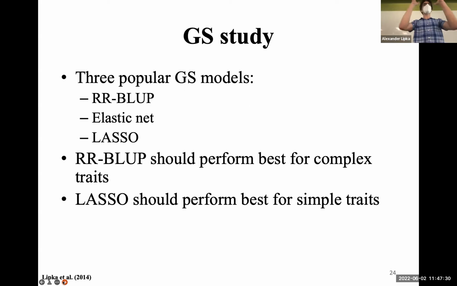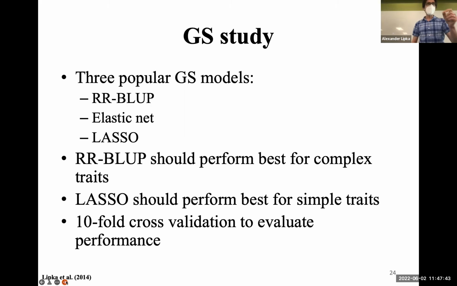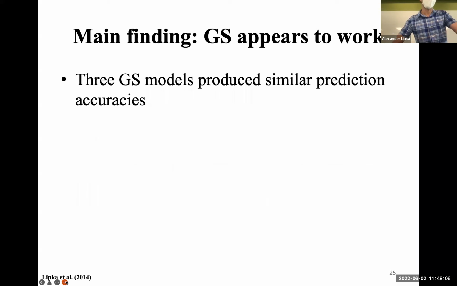If you have a similar group of SNPs that are in LD with each other, what lasso will do is assign the effect estimate to one of those SNPs and essentially zero out the estimates of the remaining SNPs, okay? And then elastic net is a weighted average of the penalty used for RR-BLUP and lasso. So elastic net is somewhere in between RR-BLUP and lasso. I taught you all about k-fold cross-validation. We used 10-fold cross-validation to evaluate performance, okay?